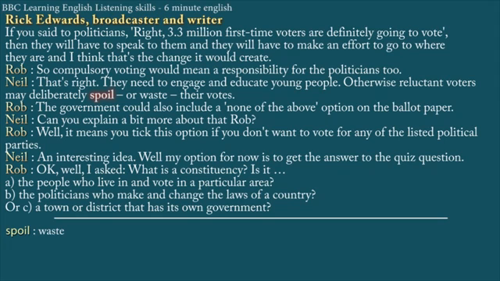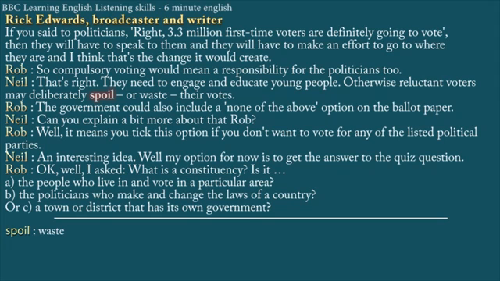So compulsory voting would mean a responsibility for the politicians too. That's right. They need to engage and educate young people. Otherwise, reluctant voters may deliberately spoil or waste their votes. The government could also include a none of the above option on the ballot paper. Can you explain a bit more about that, Rob? Well, it means you tick this option if you don't want to vote for any of the listed political parties. An interesting idea. Well, my option for now is to get the answer to the quiz question.